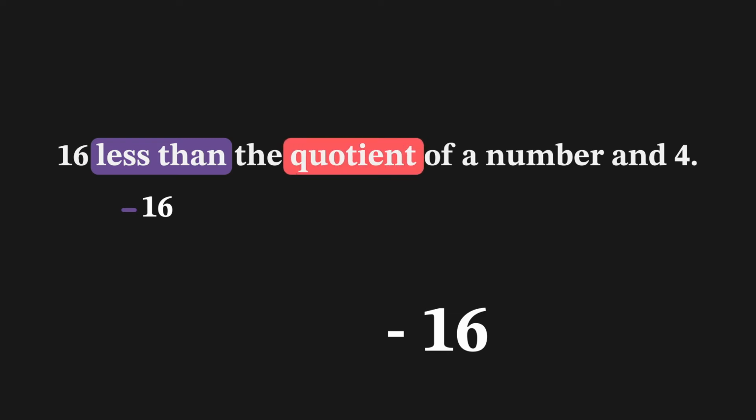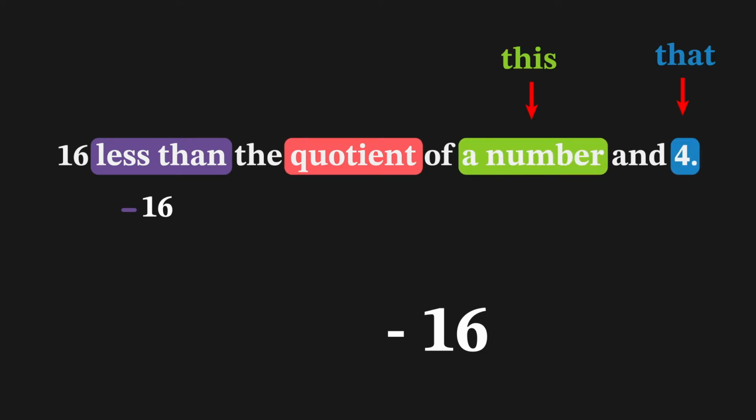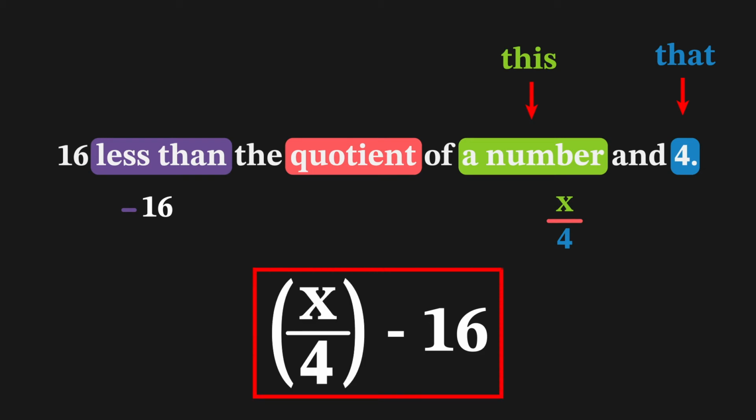So we can look at this as the quotient of this and that. Quotient means to divide. So we have a number, which means a variable. So we can just use x. x and 4. The quotient of x and 4 is x divided by 4. So we can arrange our final answer as x divided by 4 minus 16.